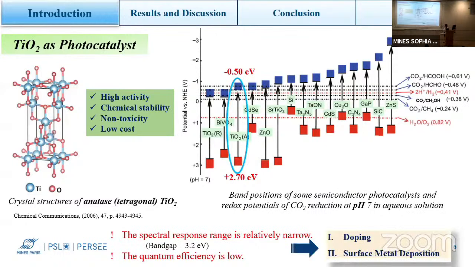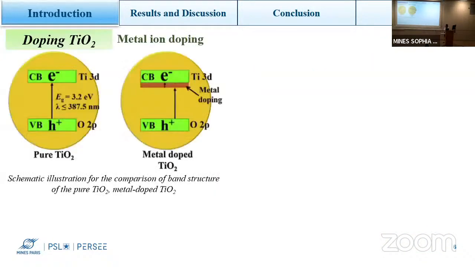The two most commonly favored approaches in the literature are doping and surface metal deposition. For doping, there is metal doping and non-metal doping. Metal doping can modify the conduction band (CB) of TiO2. In that way, it can generate new energy levels and make the light absorption more efficient.